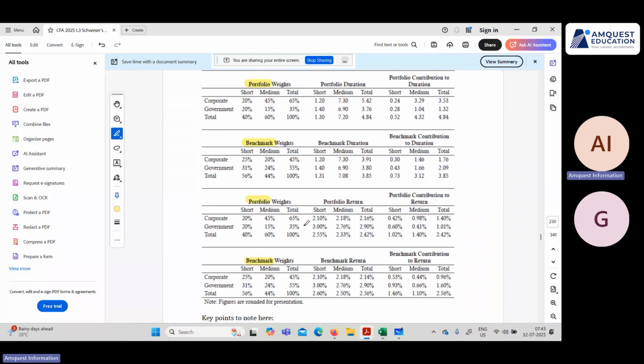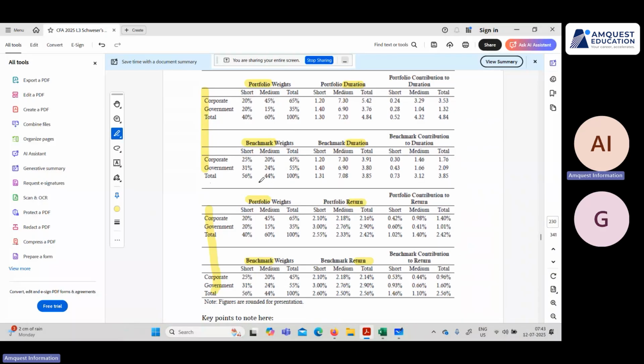So why 4 tables? This is with respect to duration. Obviously, you will have a duration of the portfolio, and this is in terms of returns. So first of all, we understand why there are 4 tables. These two should be looked at together, because they are in reference to each other. Okay, now let's see what we can see.